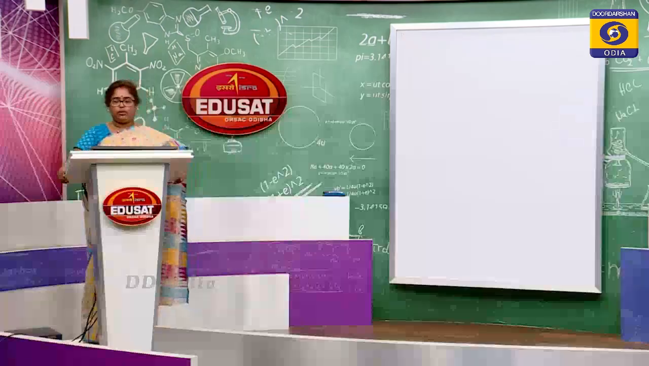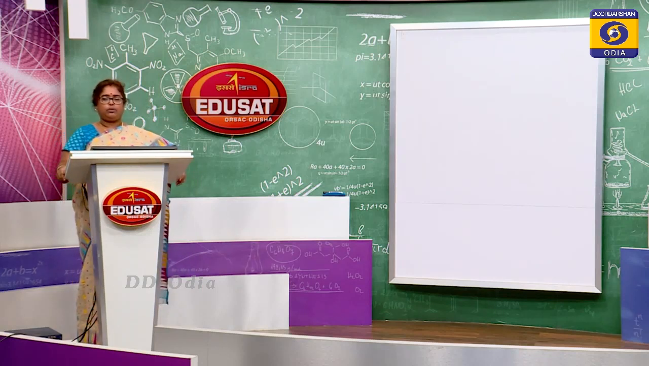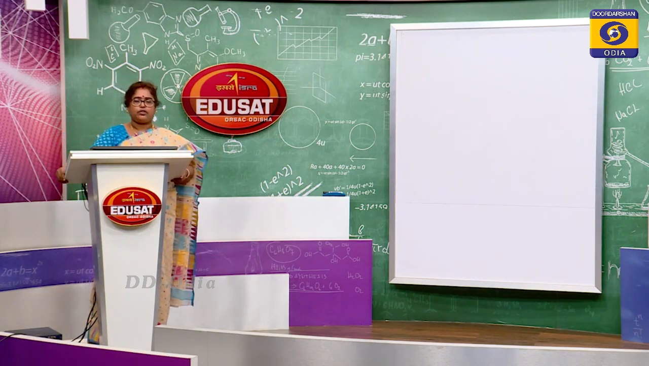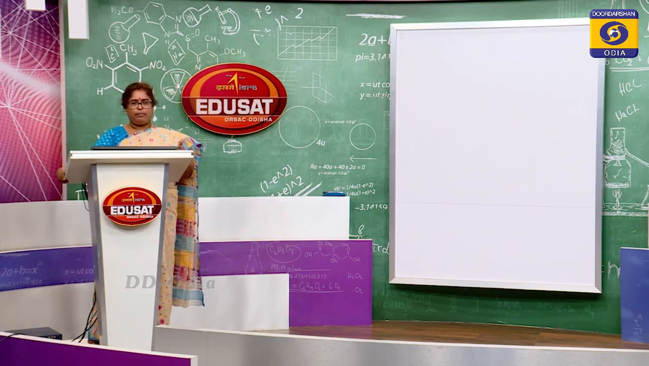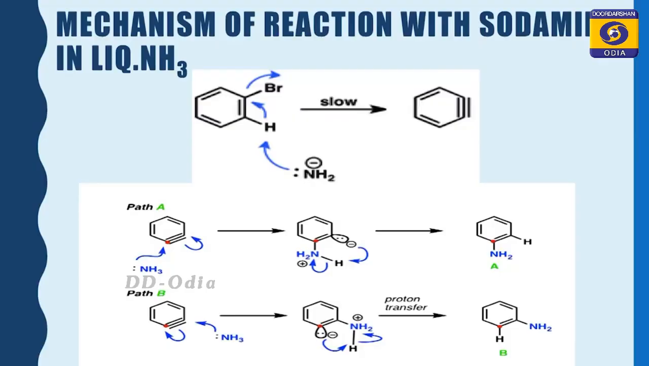Okay? So, to understand this mechanism, I have to show you all these things. In this reaction, what we want to explain is that the NH2 group comes from KNH2. So, K plus and NH2 minus, it itself joins here and gives you the benzyne intermediate.